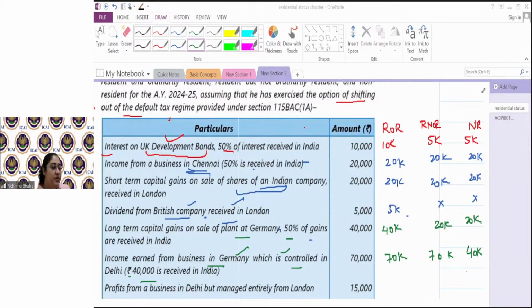आपको एज अ नॉन रेजिडेंट इंटरेस्ट मिल रहा है यूके डेवलपमेंट बॉन्ड से, वो अक्रू इन इंडिया तो है ही नहीं ना. बट जितना पार्ट रिसीव्ड इन इंडिया में हुआ है वो रिसीव इन इंडिया होगा.